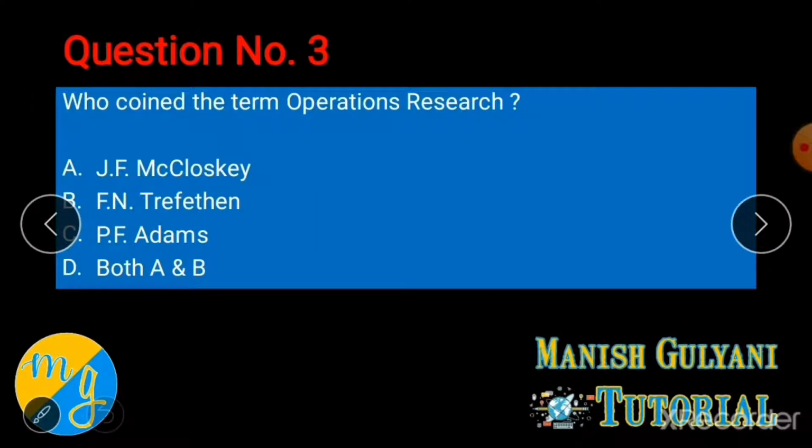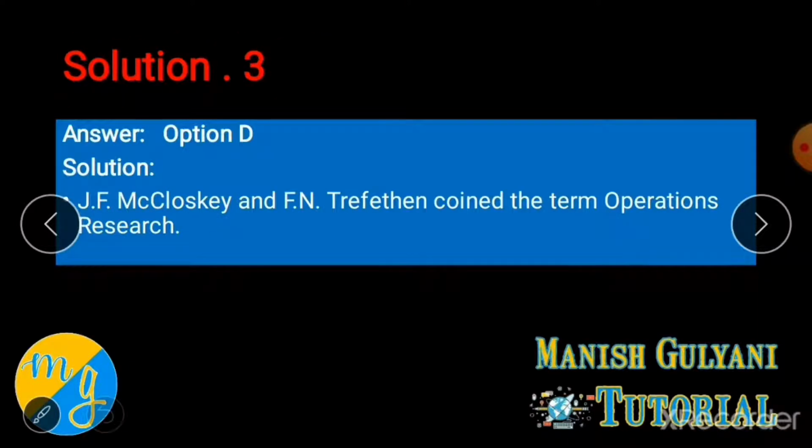Now the third question: who coined the term operation research? Options are A, J.F. McCloskey, B, F.N. Trefethen, C, P.F. Adams, D, both A and B. And the correct answer is option D. Most of the time I explain this question during the introduction of operation research. So option D, both A and B. These are the two authors who coined the term operation research.